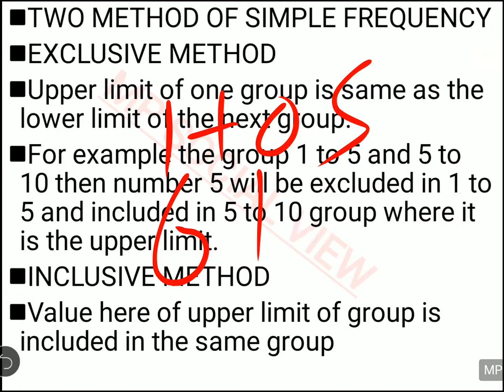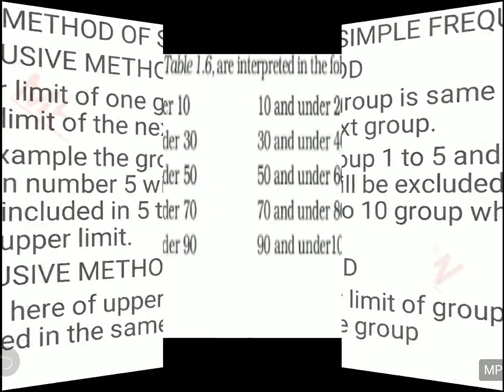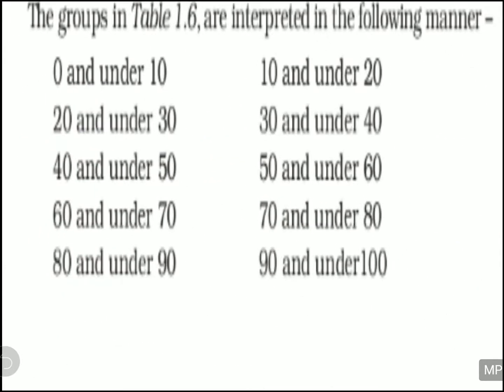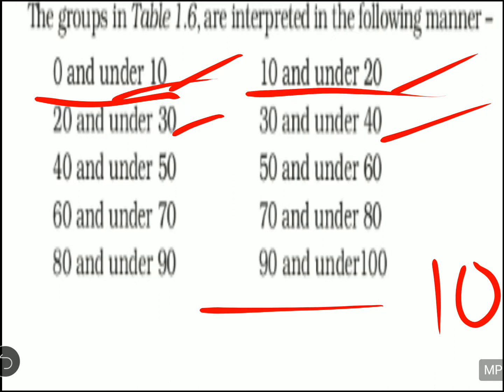I will explain the exclusive and inclusive methods with an example, which will make you understand better. So you can see this is the exclusive method. Here the classes are 0 to 10, 10 to 20, 20 to 30, 30 to 40. In this class you can see the 10 is there in this class also and in this class also. So in the exclusive method it will not be included here, it will be included here where it is forming the lower limit.